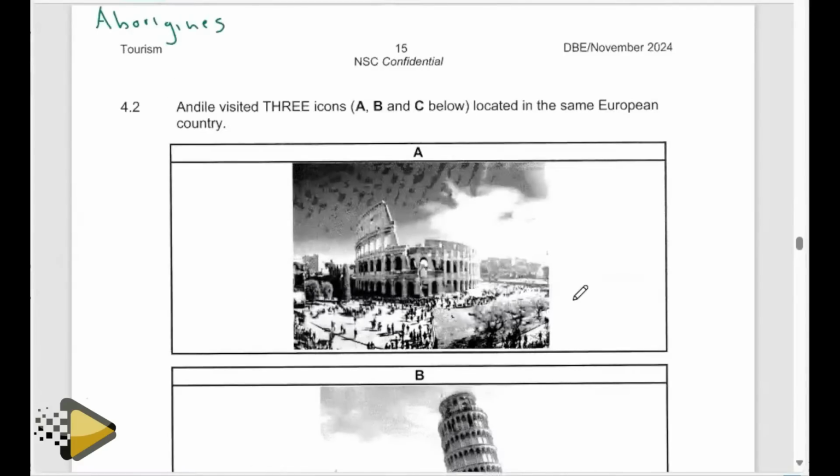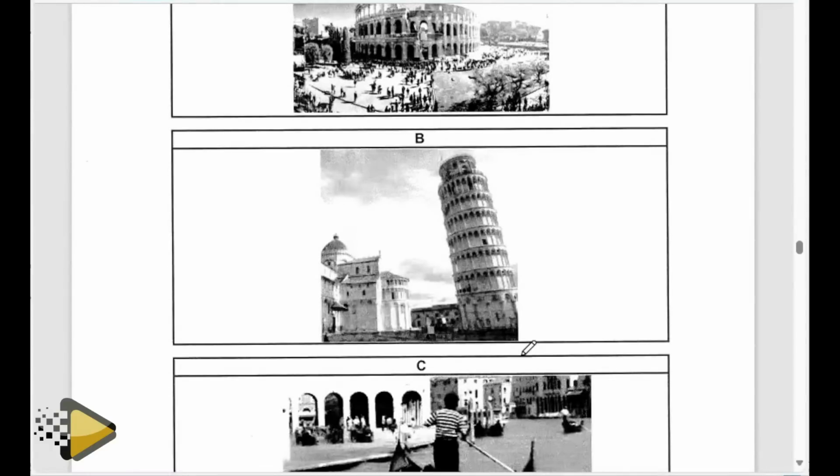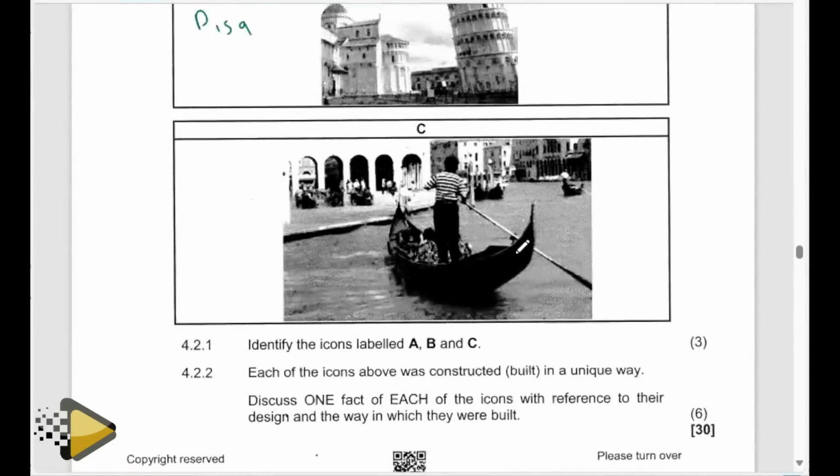So their names identify icon A, B, and C. The first one is the Colosseum. The second one is the Leaning Tower of Pisa. As you can see, it is leaning on its side. So it is known as the Leaning Tower of Pisa. Then the third one, which is on letter C, is the City of Venice. So that is 4.2.1. Identify the icons labeled A, B, and C.